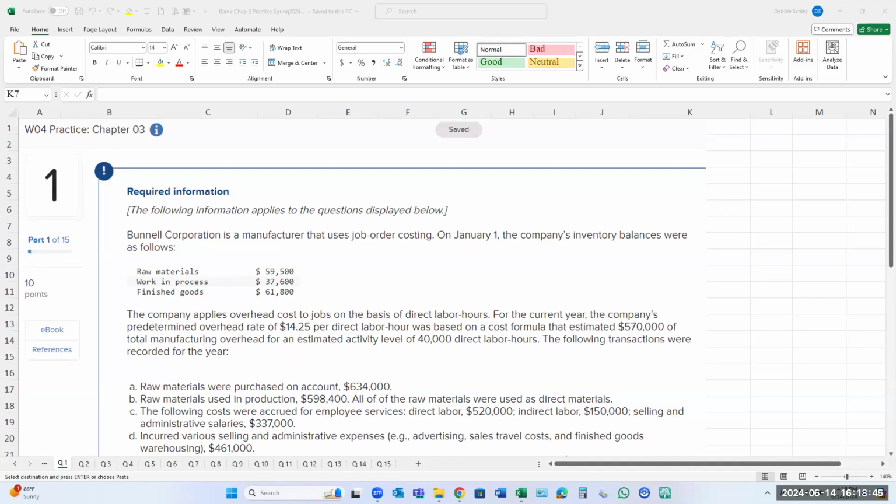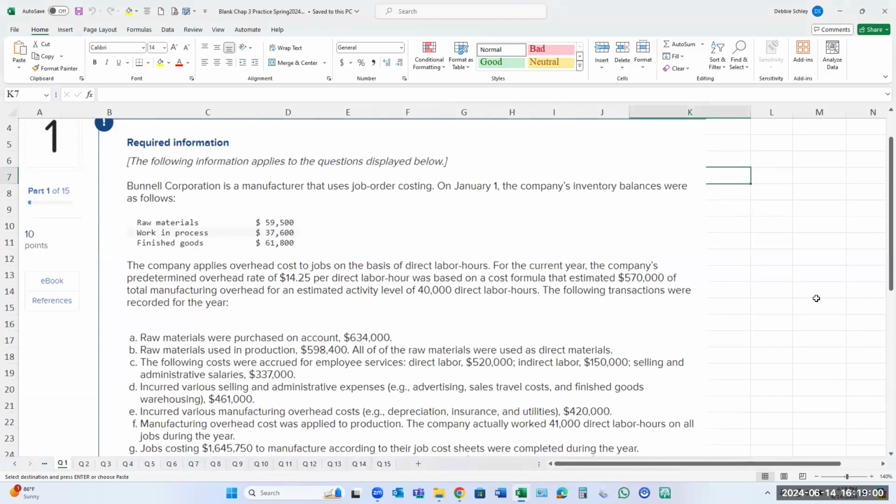Okay, this is going to be a homework walkthrough for Chapter 3 practice. So we have the Vanille Corporation is a manufacturer that uses job order costing. On January 1st, the company's inventory balances were as follows. They give us raw materials, work in process, finished goods.